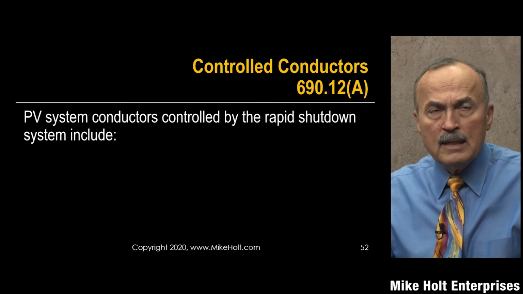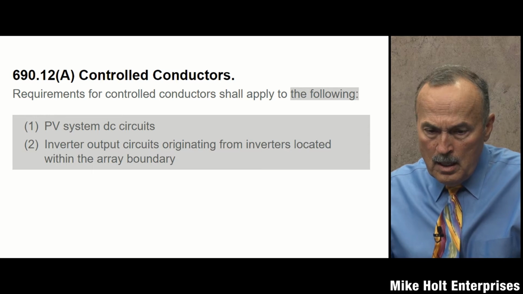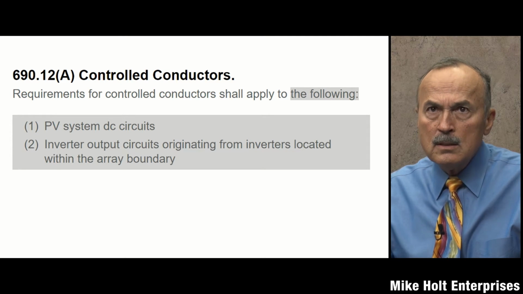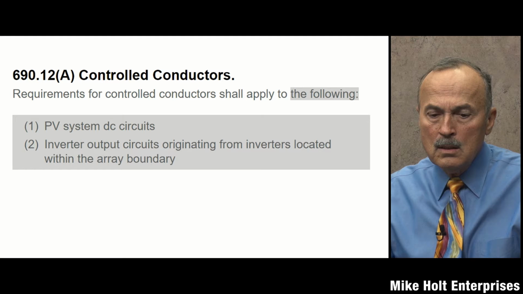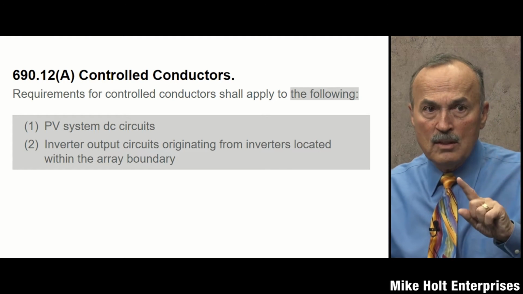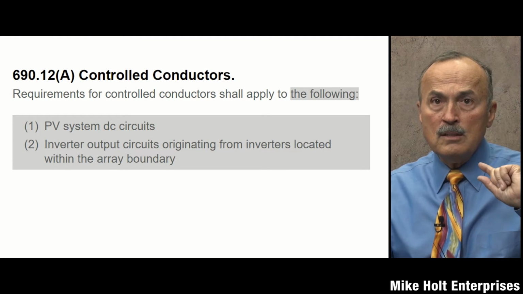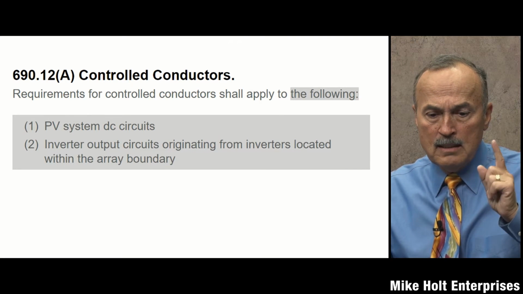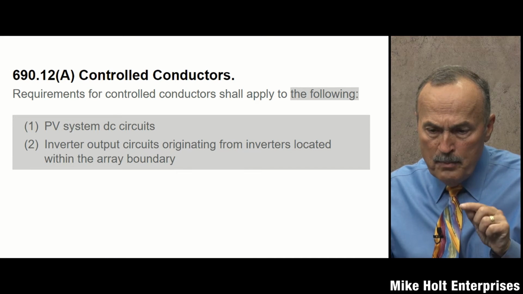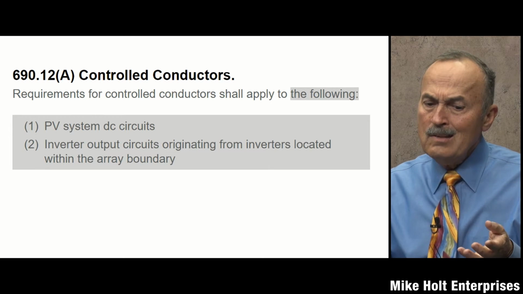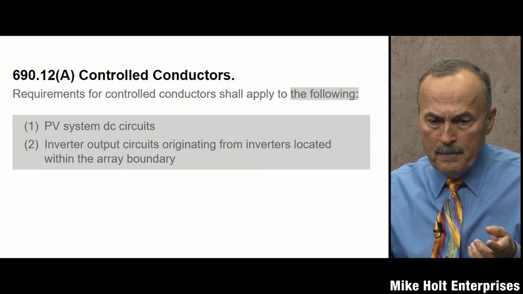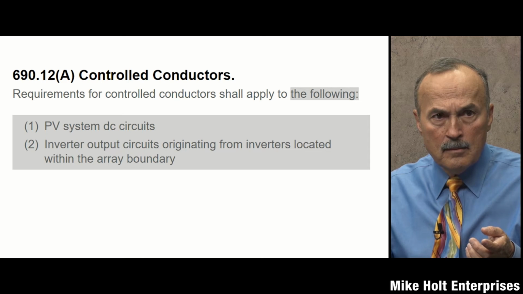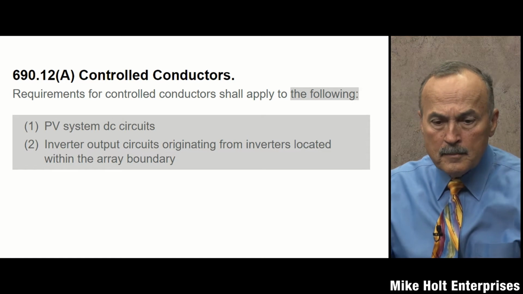Conductors controlled by the rapid shutdown include, okay, what am I including? PV system DC circuits, not the circuit conductors coming off an energy storage system, because that's not part of the PV system DC circuits. Also inverter output circuits originating from inverters located within the array boundaries. That sounds like microinverters to me. Or it could be an inverter on the edge of an array. Yeah, it could be either one.